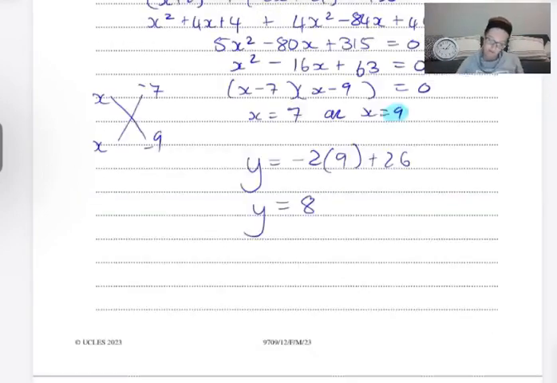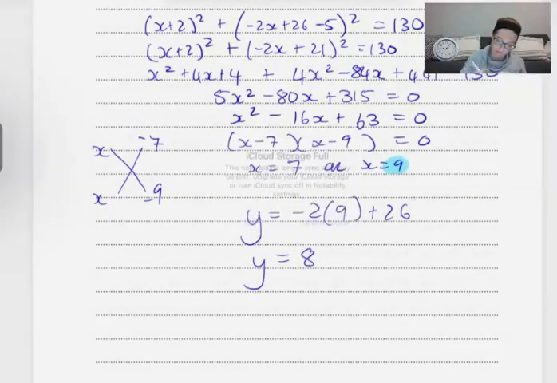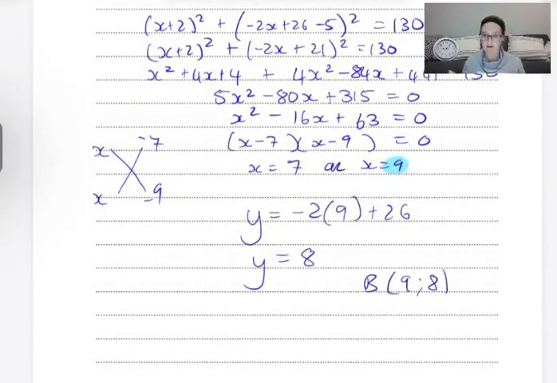Let me just check the coordinates of B. I haven't really answered this nicely. The coordinates of B are 9 and 8.